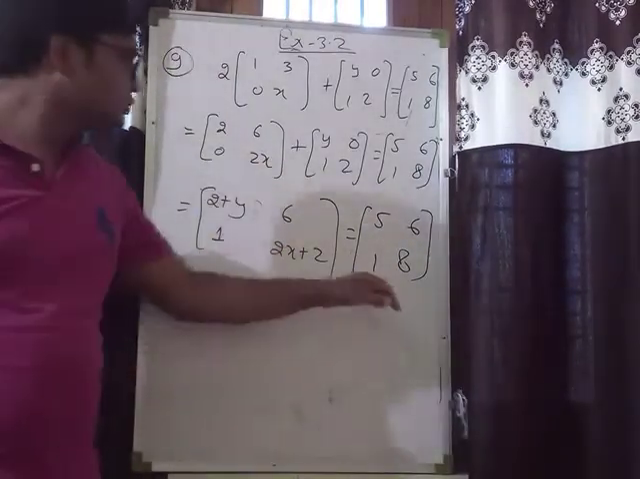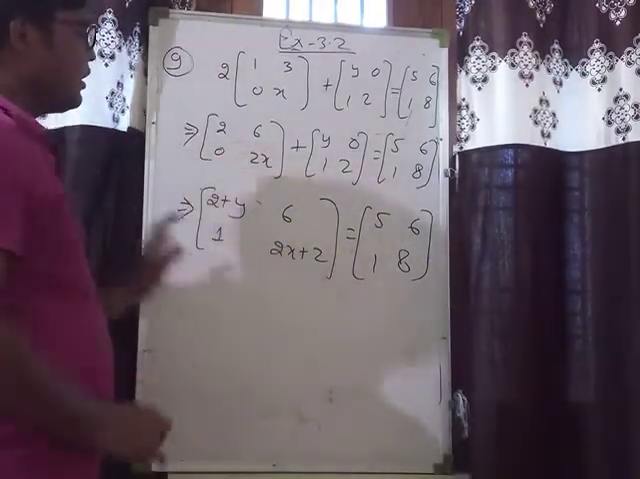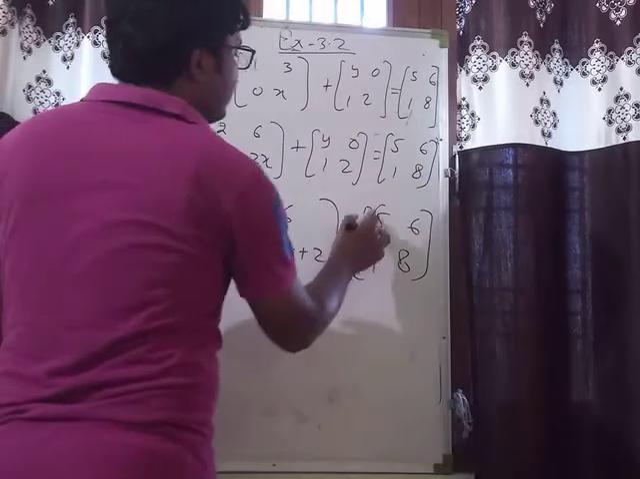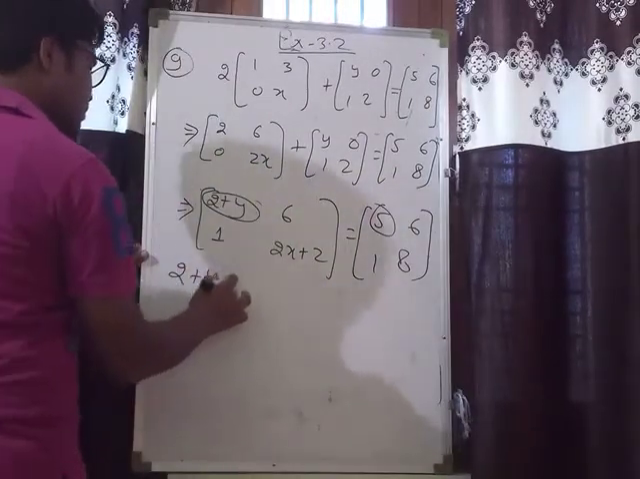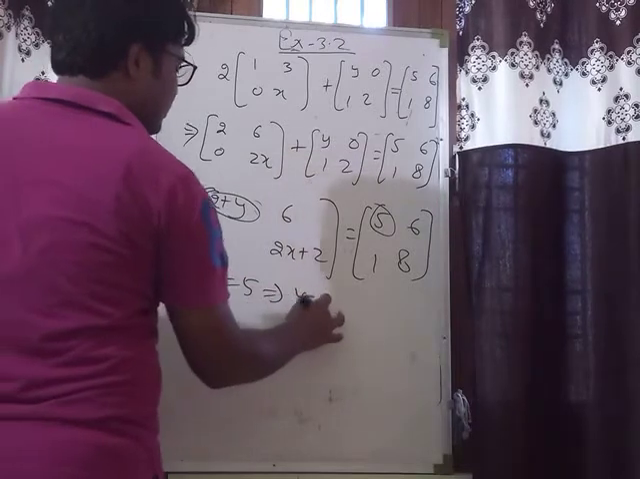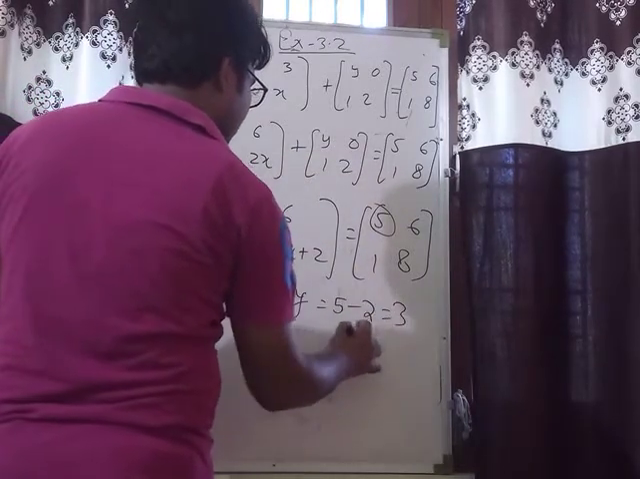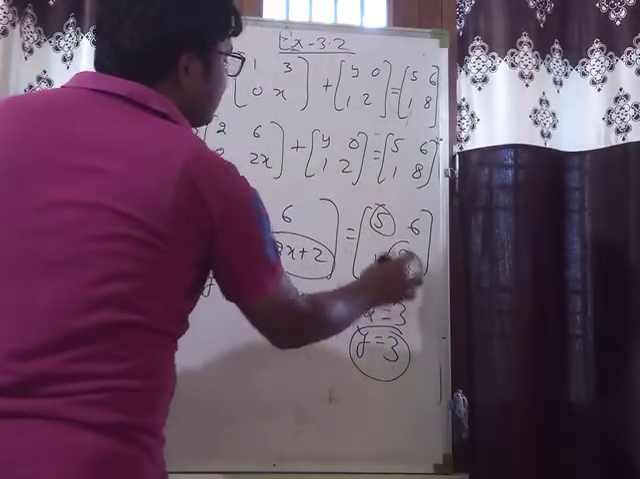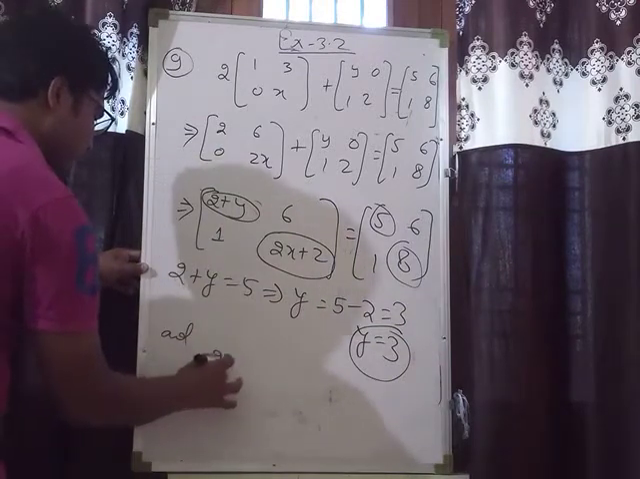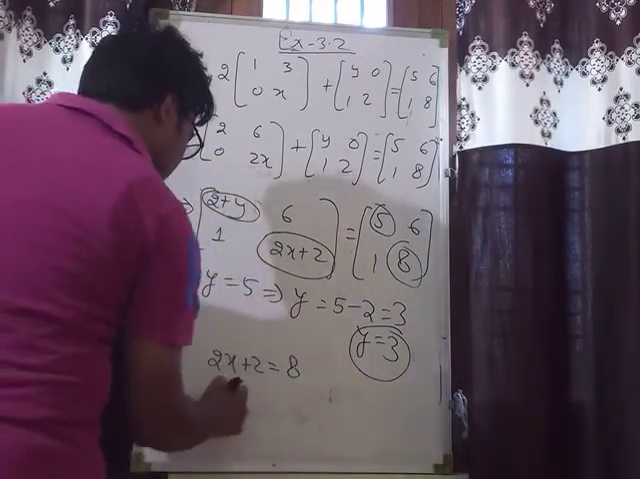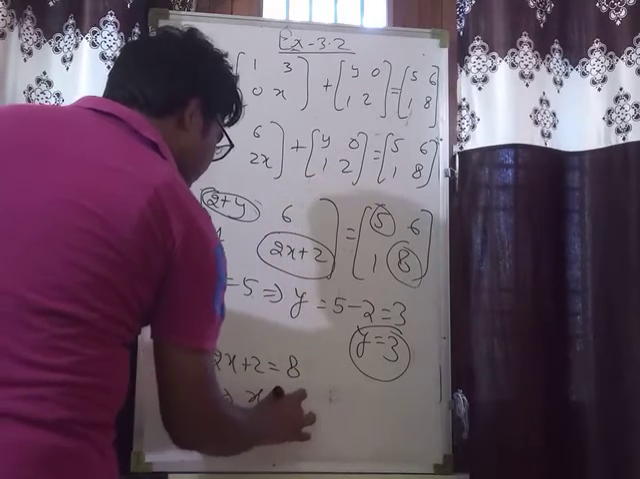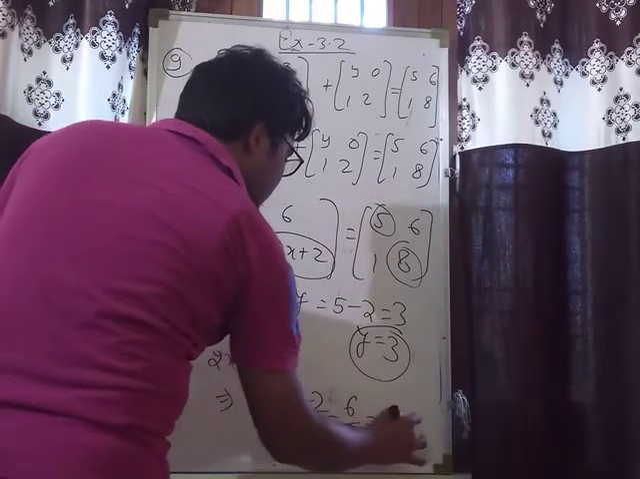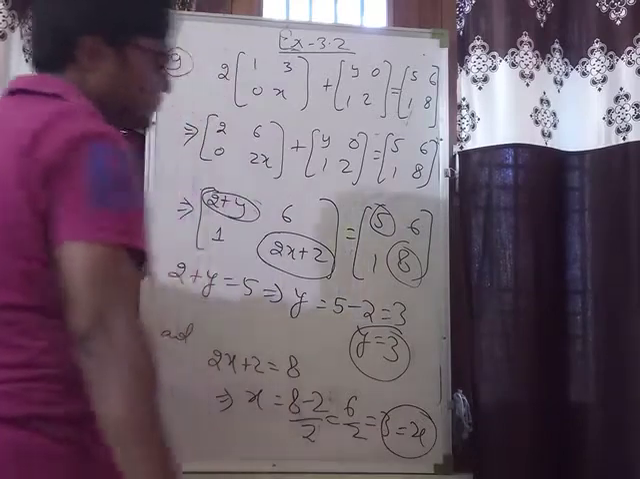Now because these two matrices are equal, their corresponding entries must be the same. Clearly 2 plus y must be equal to 5. Then y is equal to 5 minus 2, that is y is 3. And 2x plus 2 must be equal to 8. So x is equal to (8 minus 2) upon 2, that is 6 upon 2, that is 3. So x is equal to 3.